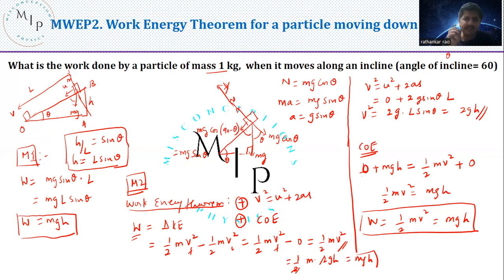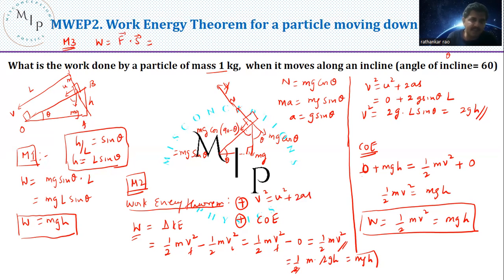There is one more method also. Let us look at this. This is M1, this is M2. In M2, I have used either of them to arrive at it. Only two methods we have discussed. The third method is by the vector method. I don't have space, so let me write here. M3, vector method. What does the vector method say? It tells you work done is equal to force vector dot S vector. That's what the vector method is.